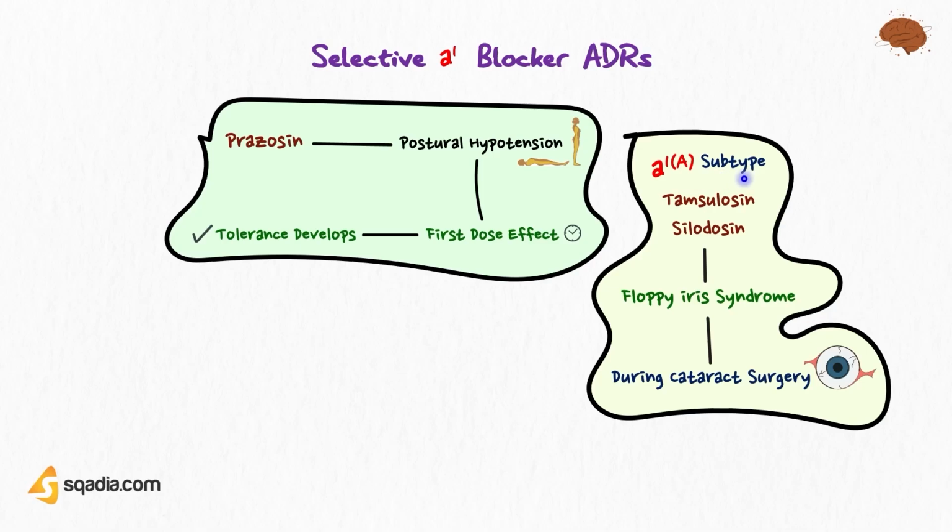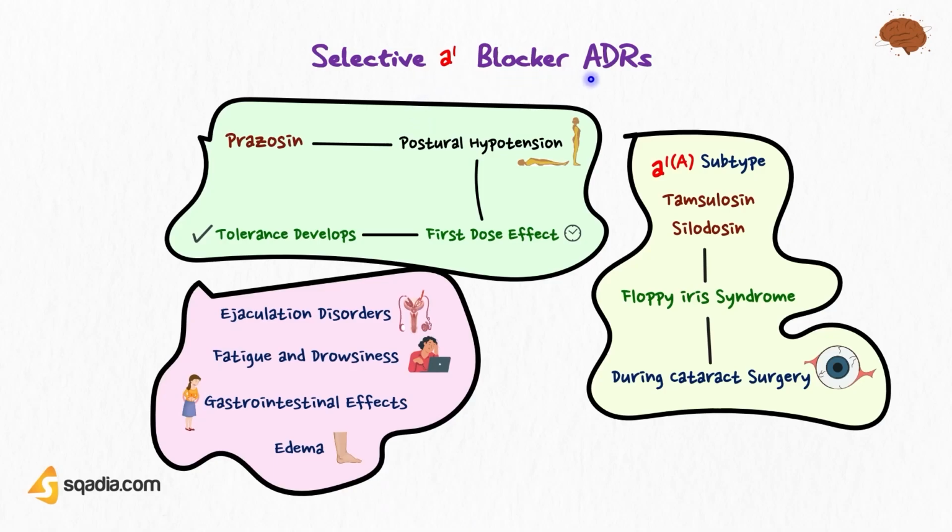Now, alpha-1A subtype blockers, tamsulosin or silodosin, don't have any effect on the smooth muscles of the blood vessels, so they don't cause postural hypotension, but they also have some side effects. They cause floppy iris syndrome during cataract surgery. So what is floppy iris syndrome? Basically, it is a flaccid iris which comes forward during cataract surgery. So tamsulosin and silodosin also have some adverse reactions.